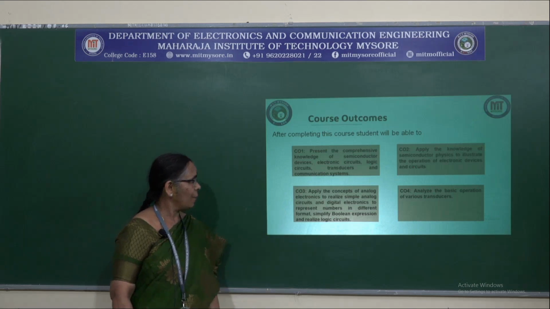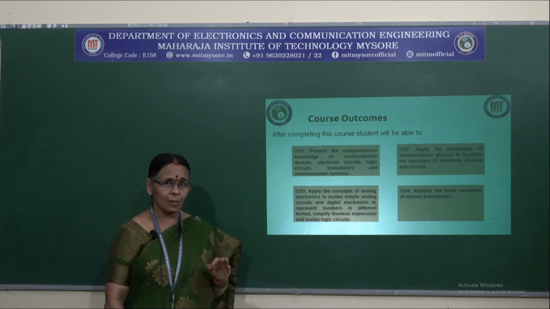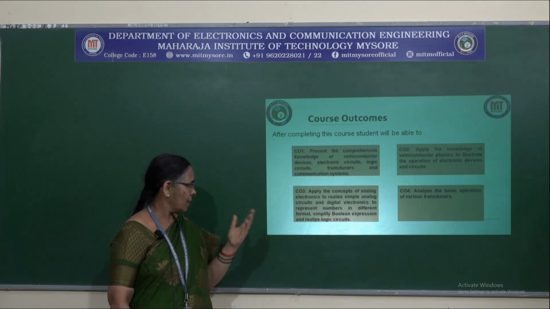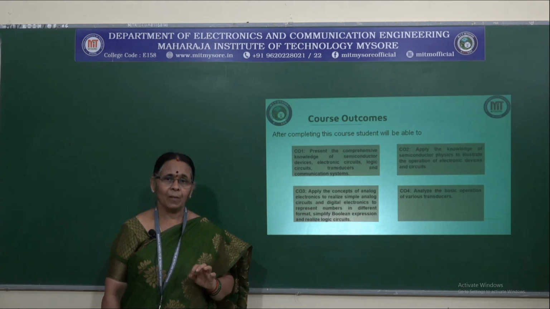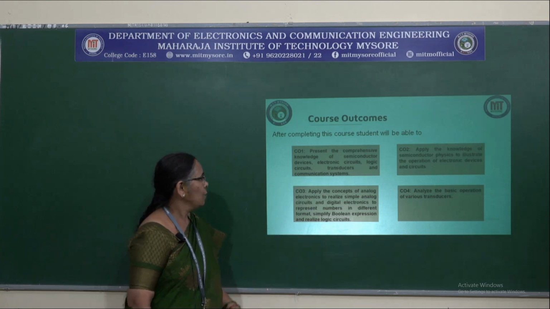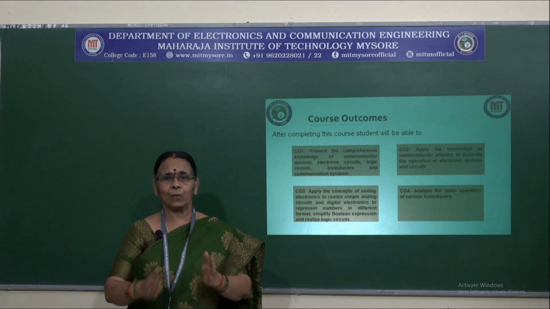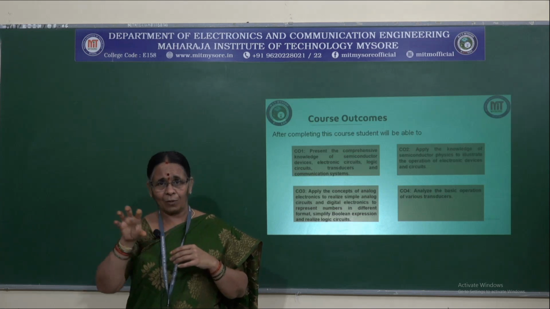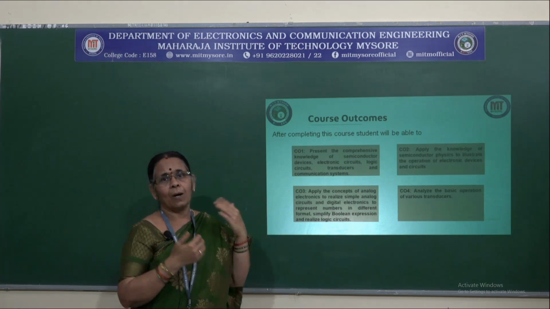Then apply the concepts of analog electronics to realize simple analog circuits, and digital electronics to represent numbers in different forms, simplify the Boolean expressions and also realize logic gates. So that you are going to do after studying this particular course. Then finally you will be able to analyze the basic operation of various transducers. So once you look at the outcomes, it covers everything. That means after studying this particular course, you should have gained the knowledge to do all this.